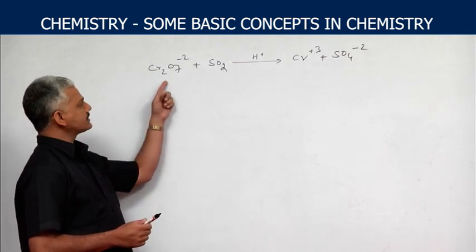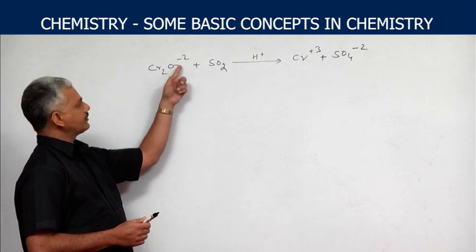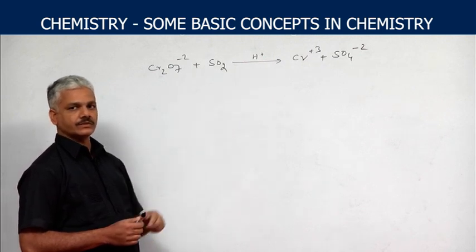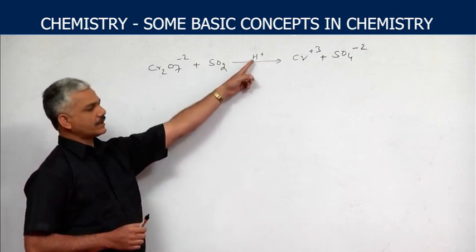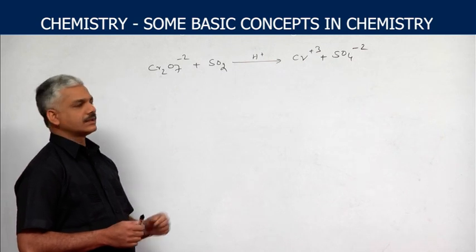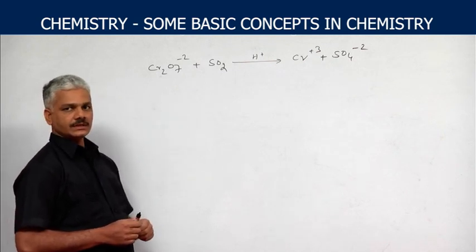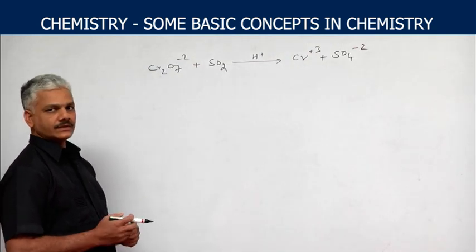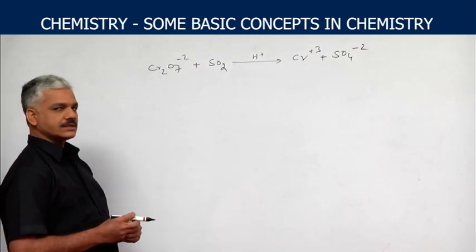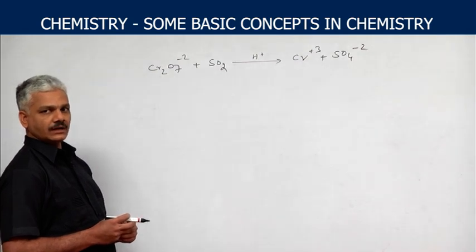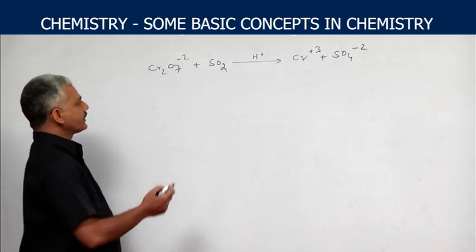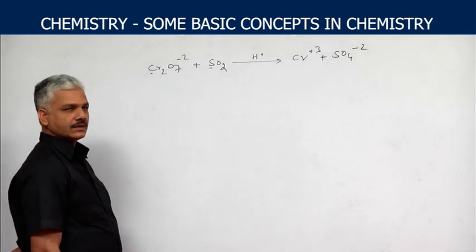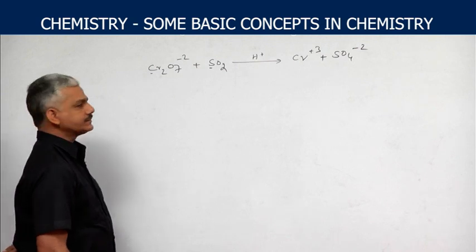Balance this given equation by the ion electron method. The given equation is Cr2O7 2- plus SO2 gives Cr3+ plus SO4 2-, and over the arrow mark H+ ion is written, which means this reaction is taking place in acidic medium. In order to balance this equation, first we have to write down the oxidation states of elements other than oxygen and hydrogen. Other than oxygen and hydrogen, the elements present in this equation are chromium and sulfur.